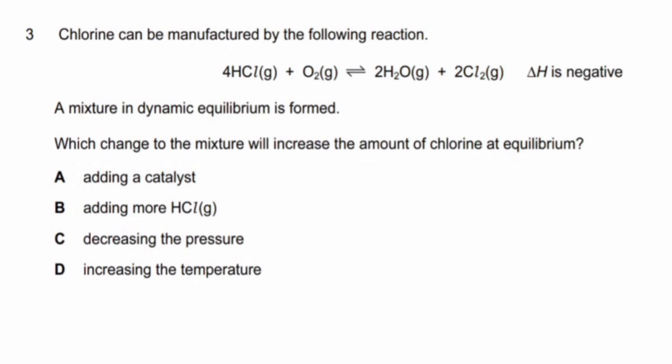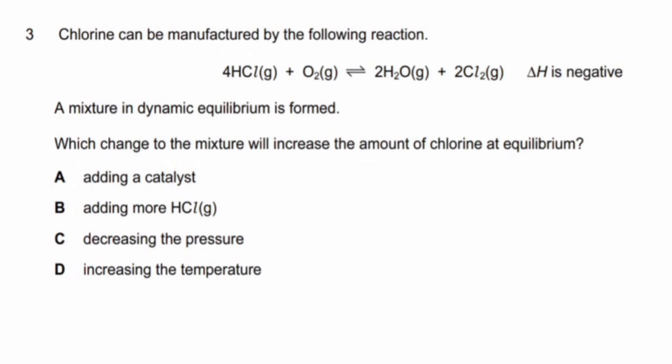Chlorine can be manufactured by the following reaction. The enthalpy change is negative, which means that the forward reaction is exothermic. A mixture in dynamic equilibrium is formed. Which change to the mixture will increase the amount of chlorine at equilibrium? So we want the equilibrium to shift towards the product side.